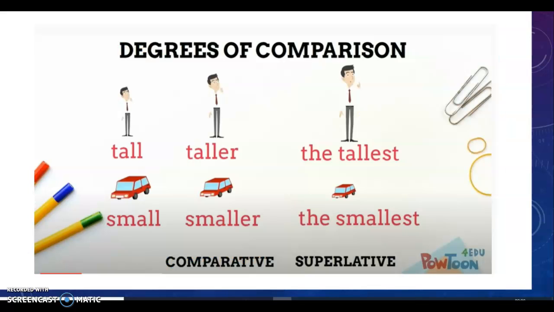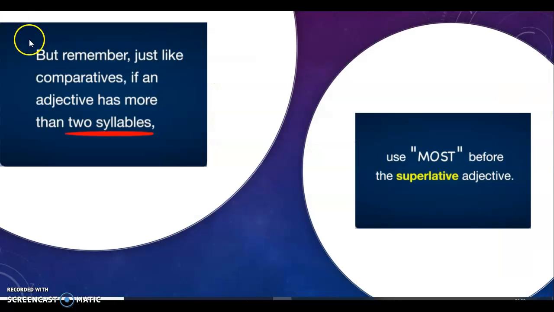Let's summarize degrees of comparison. Tall, taller, the tallest. Small, smaller, the smallest. We have the positive adjective, the comparative adjective, and the superlative one. But remember, just like comparatives, if an adjective has more than two syllables, use most before the superlative adjective.